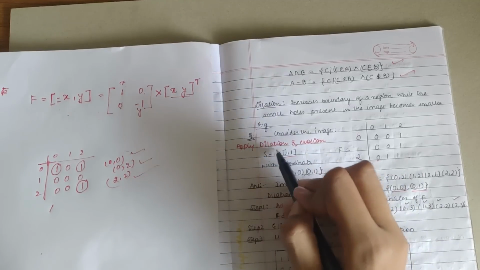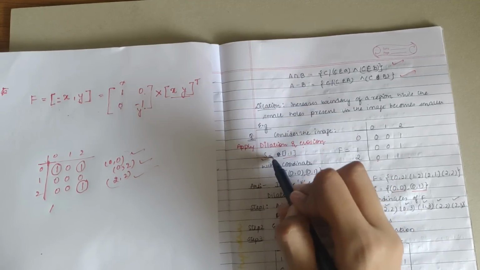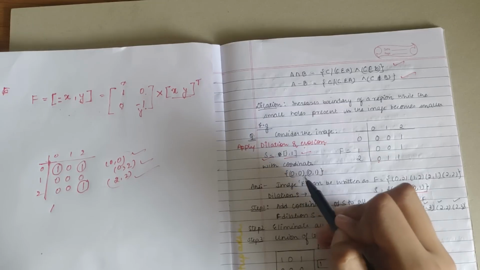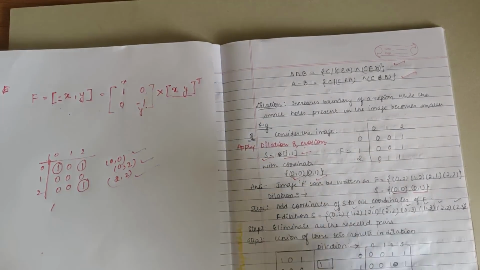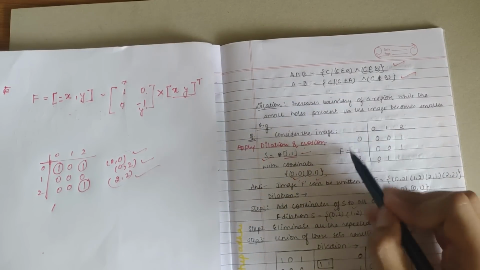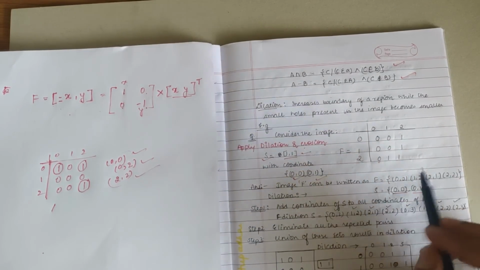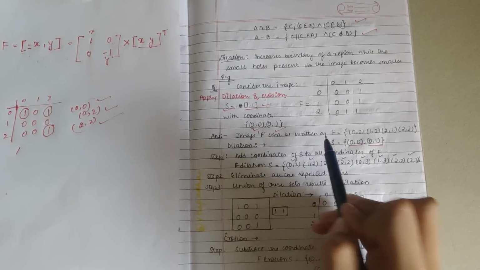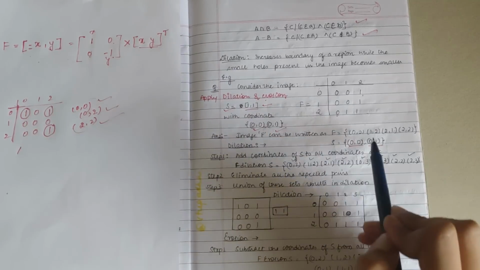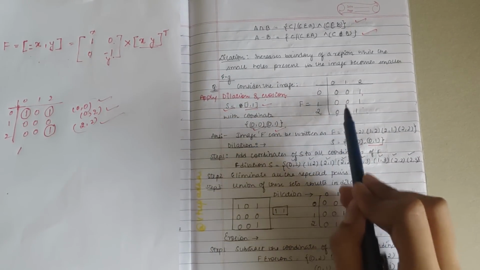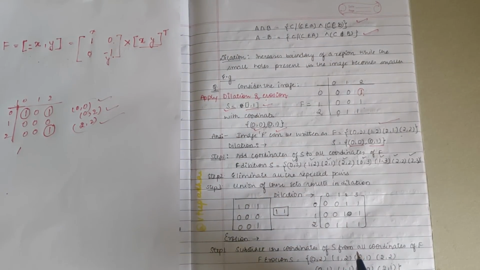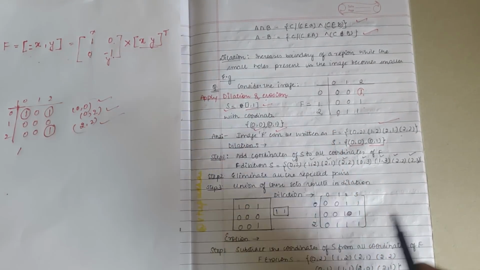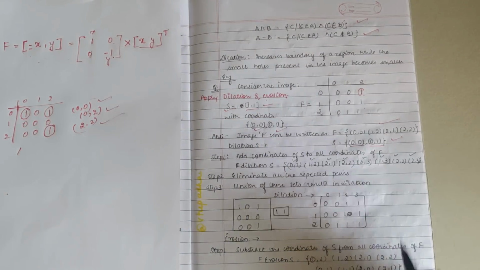So the question says you apply the dilation and erosion to the image where S value is 1 comma 1 and the coordinates are 0 0 and 0 1. So what is my first step is, you have to represent this matrix in different combinations. So here it says image F can be written as F equal to 0 comma 2, 1 comma 2, 2 comma 1, 2 comma 2. So wherever you are having 1, just take those combinations. Fine. And S value is already given as 0 0 and 0 1 in the question itself.